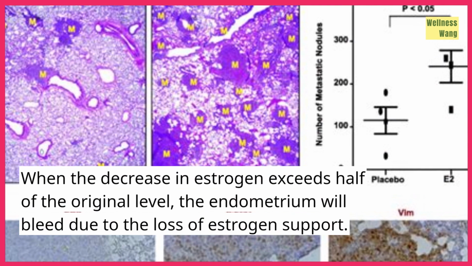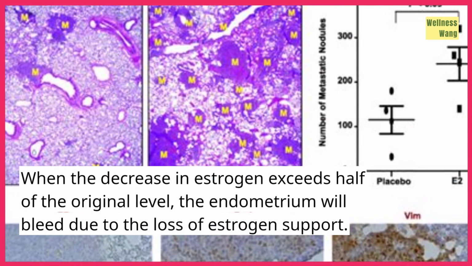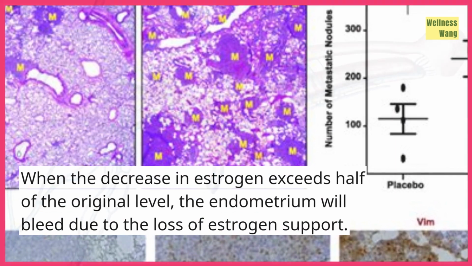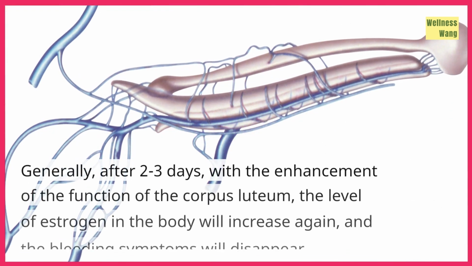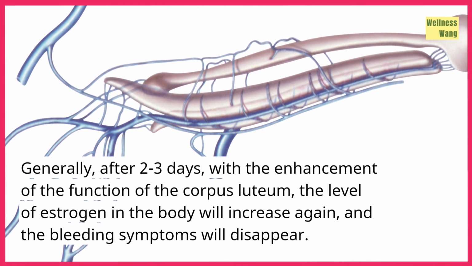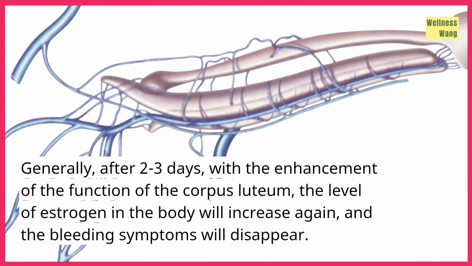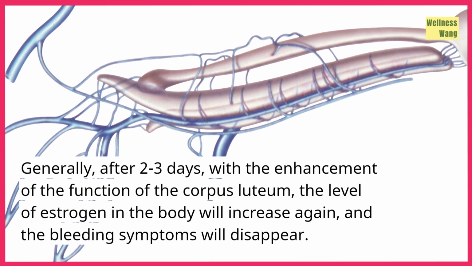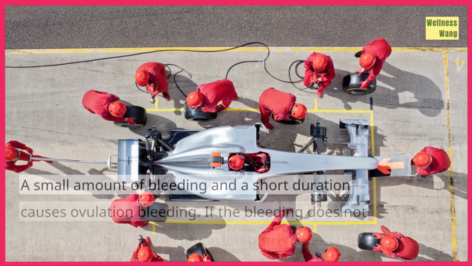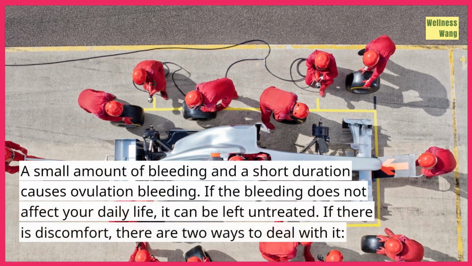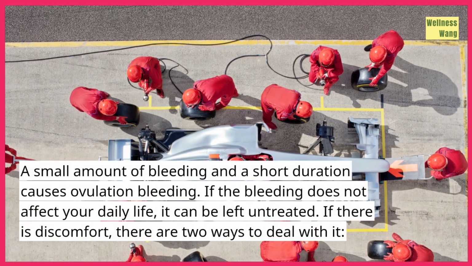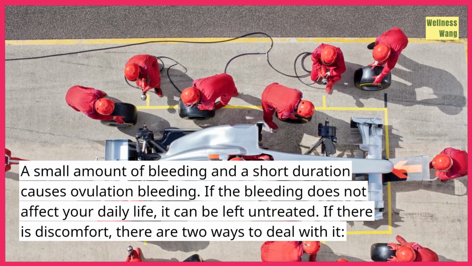When the decrease in estrogen exceeds half of the original level, the endometrium will bleed due to the loss of estrogen support. Generally, after 2 to 3 days, with the enhancement of the function of the corpus luteum, the level of estrogen in the body will increase again, and the bleeding symptoms will disappear. A small amount of bleeding in a short duration causes ovulation bleeding. If the bleeding does not affect your daily life, it can be left untreated.